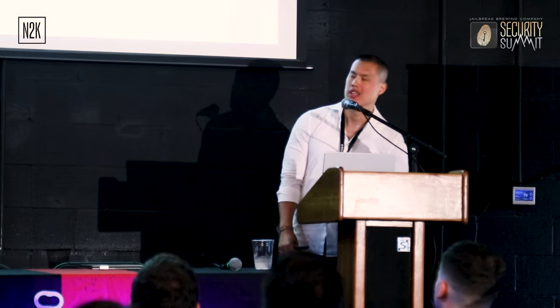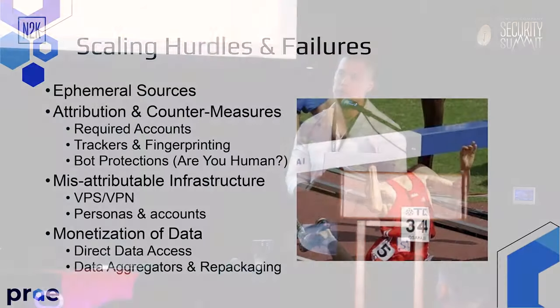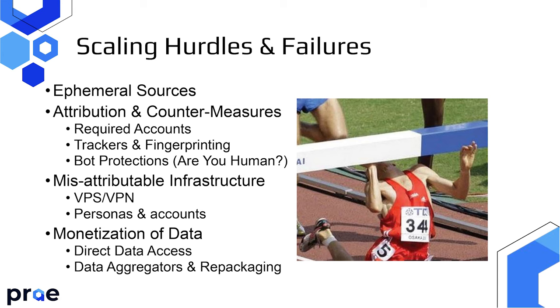Who knew? But the point here, though, is that in order to do a lot of this, it requires a lot of ephemeral infrastructure. And that ephemeral infrastructure of setting up VPSs, VPNs, these different personas and accounts, that actually takes a lot of time, and it's a significant investment. For most companies, they either don't have the expertise or they don't have the willingness to do it. The other challenge to you now is that there's really a monetization of data, and we'll talk more about that in a little bit, but basically everyone wants to sell data.